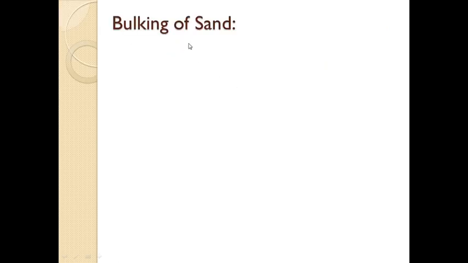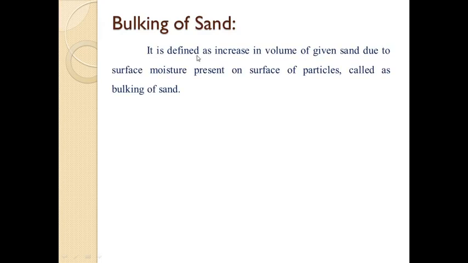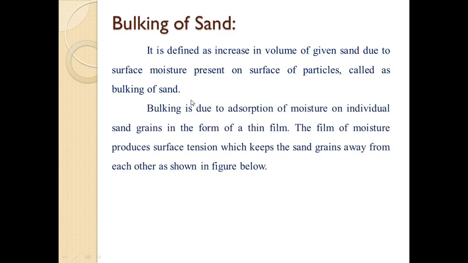The next point is the bulking of sand. So what is meant by bulking of sand? It is defined as the increase in volume of a given sand due to surface moisture present on the surface of the particles. So this bulking is due to what? The adsorption of moisture on individual sand grains in the form of a thin film, and this thin film of moisture produces surface tension, which keeps the sand grains away from each other.